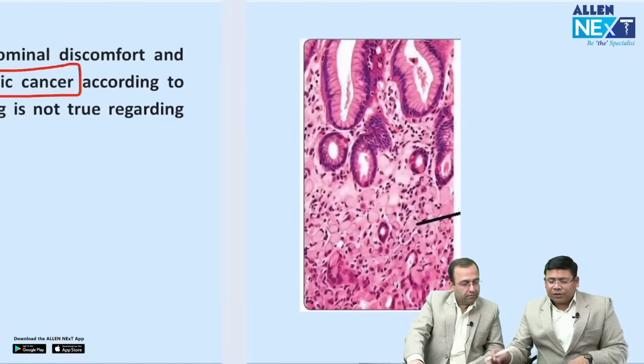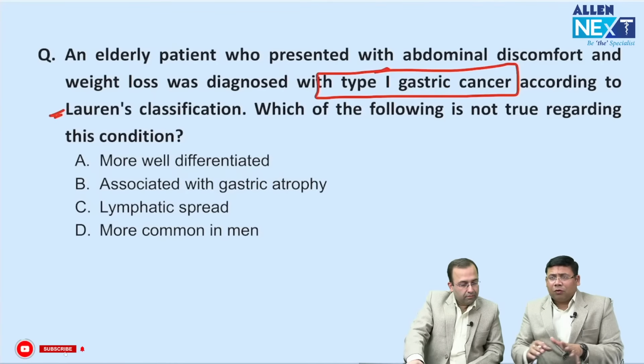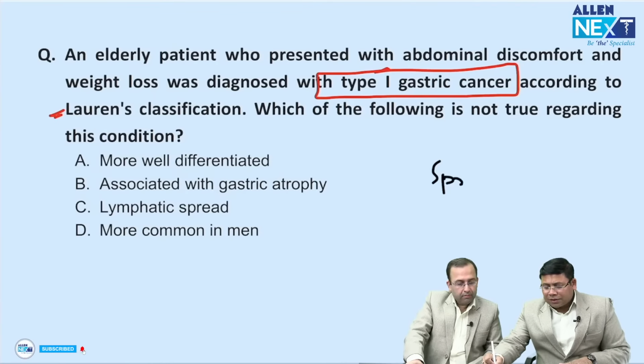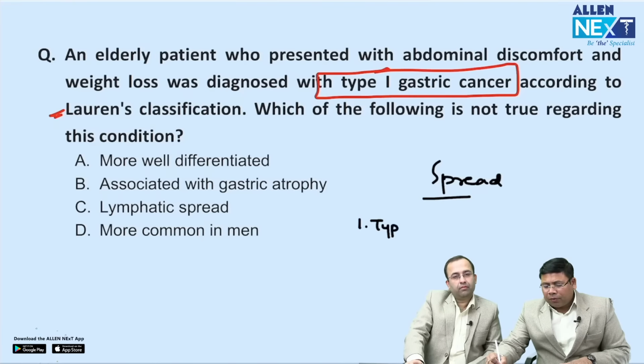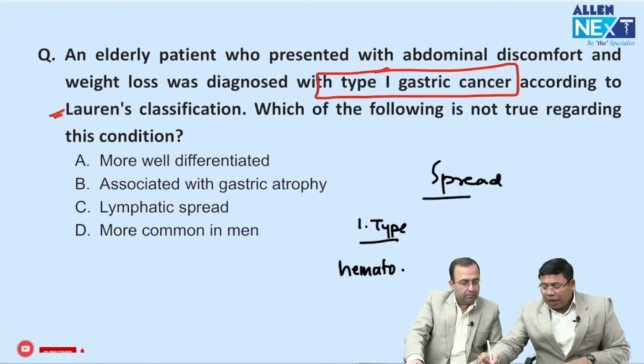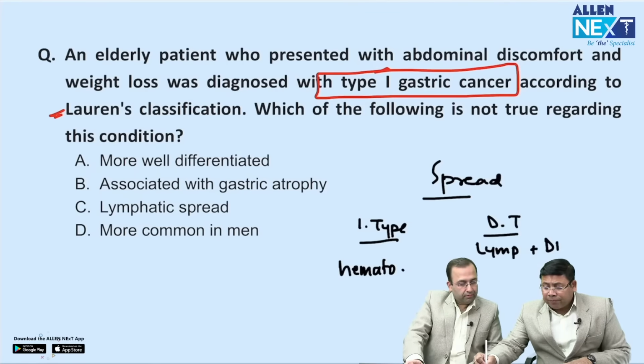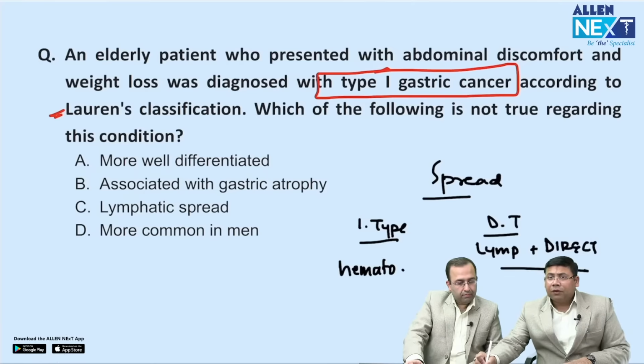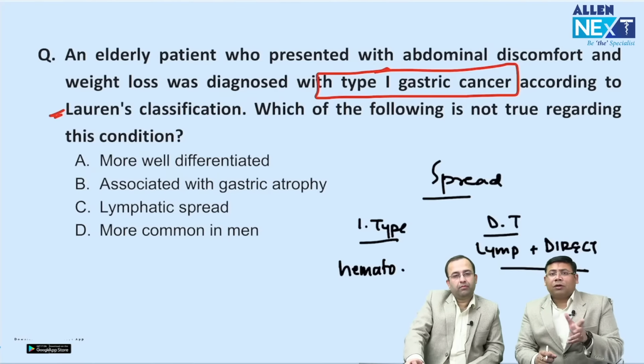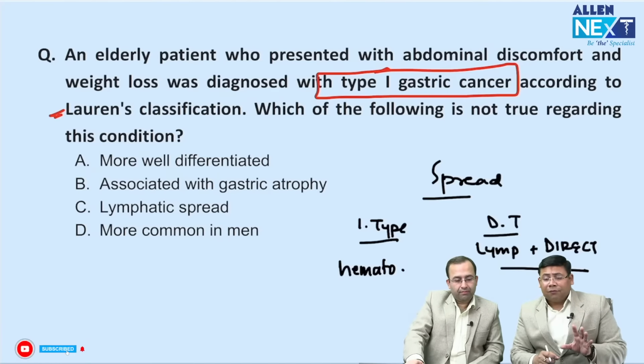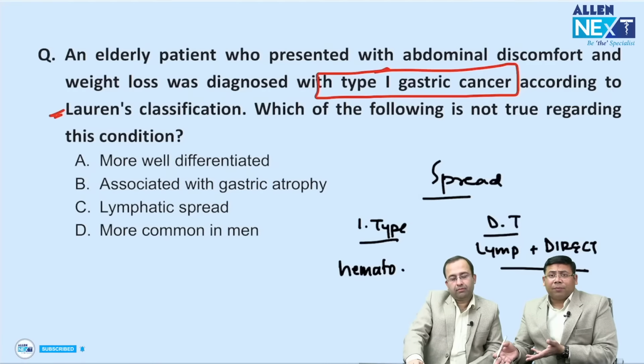Now, since this question is based on a lot of parameters, let us also discuss their pattern of spread. The intestinal type has hematogenous spread. And the diffuse type has lymphatic spread as well as direct spread. And you must have heard of something known as leather bottle stomach or linitis plastica. What is that? That's again a diffuse type of cancer.